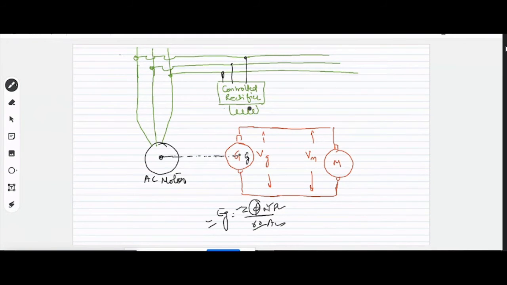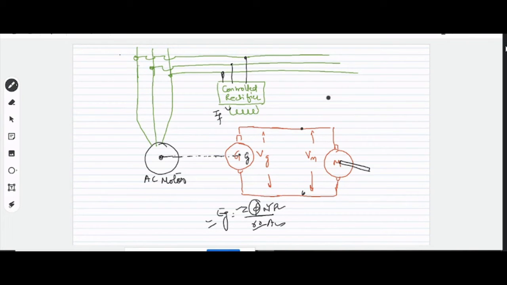Yes, because we are feeding the field winding of this generator through the control rectifier, we can have control over the field current, right? So by controlling this field current, we will be controlling the field flux, and from that we will be controlling the generated EMF. Obviously this generated EMF will turn into the terminal voltage of this generator, that is connected to the motor, and it will become the terminal voltage of this motor. Is this clear?